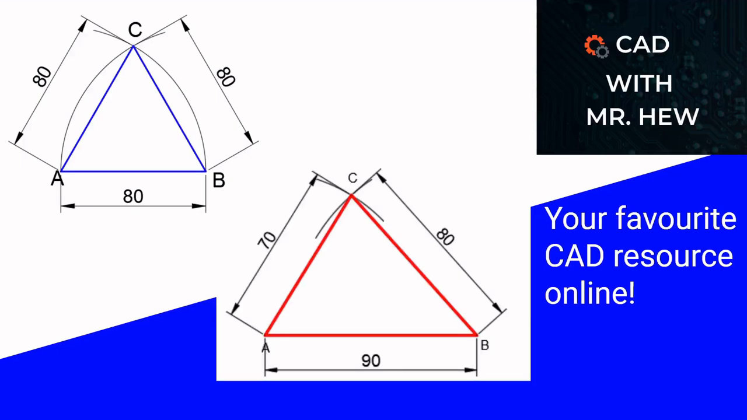In today's video, we'll be looking at the construction of two triangles. The first triangle will be constructing the equilateral triangle given the length of one side. In the next triangle, we'll be looking at the construction of the triangle given the three sides. In the previous video, we looked at the construction of polygons.